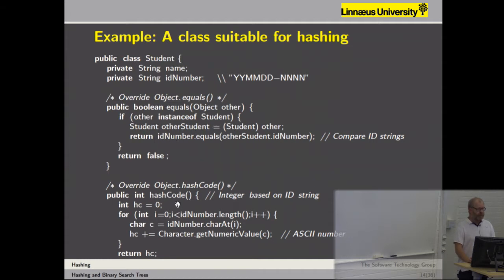And down here, I'm basing my hash code on the ID number. I'm adding the ASCII values for all the characters in the ID number. So I'm focusing on the ID number in both cases. This will work. Did you understand it?